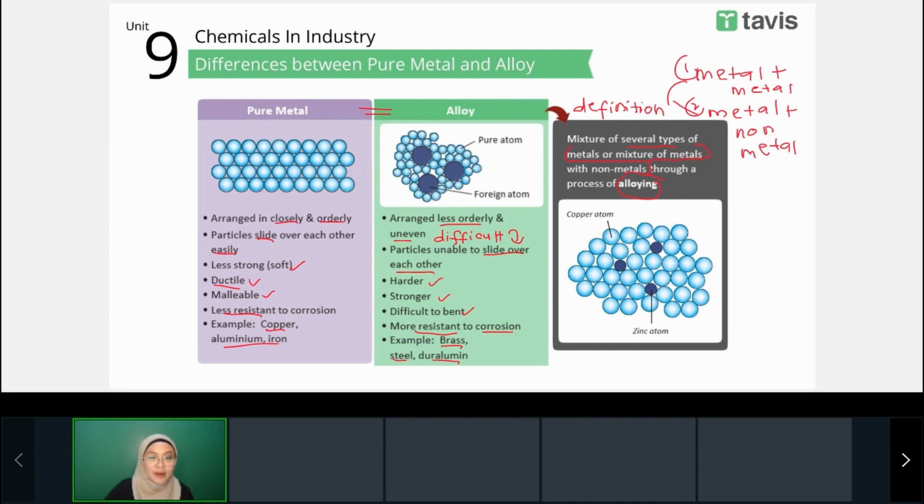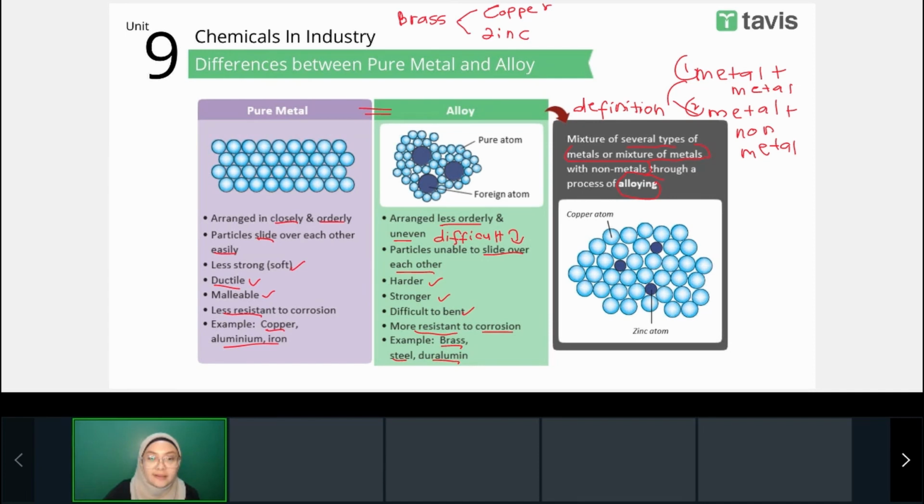Okay, brass. What is the composition of brass? Brass is an alloy. What is the composition of the brass? They have copper, and they have zinc.